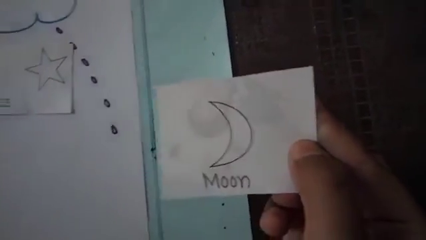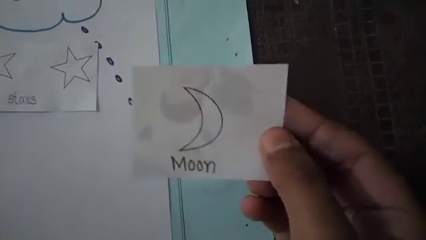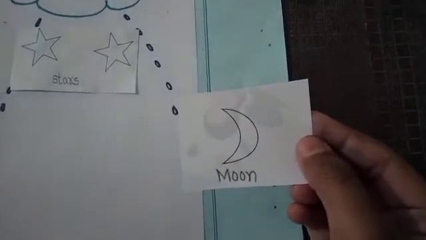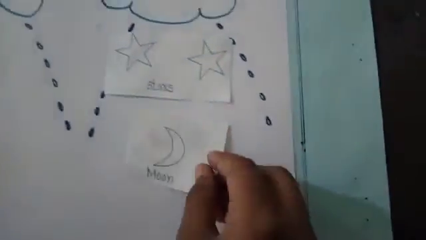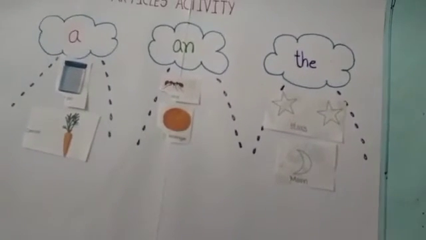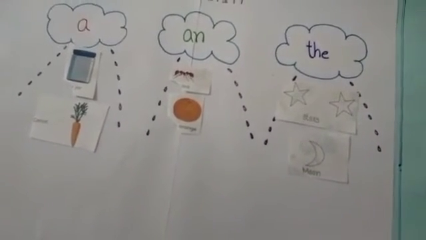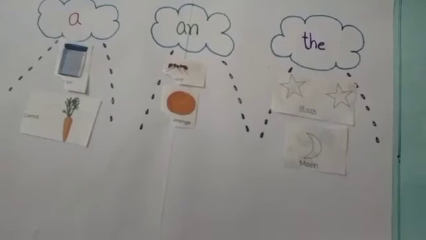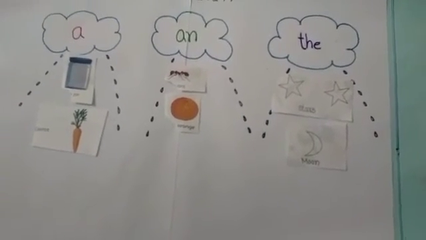Moon. Moon is specific. So in front of specific things what will come? The. Very good. Now you understood where we should use A, where we should use an, where we should use the. Very good, Rahat.